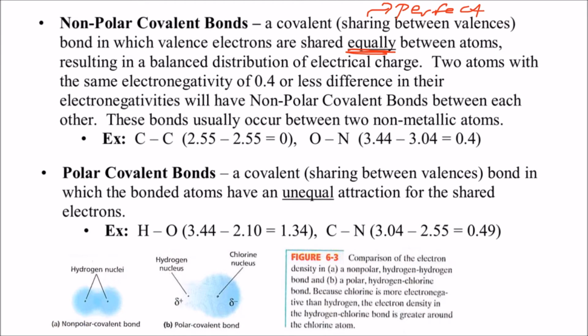Atoms that are non-polar covalent are in the range of 0 to 0.4, and that is their difference, the difference in their electronegativities. So it's not what they are themselves, but their difference. A handy hint is that anytime you have two identical atoms, the difference in their electronegativity will always be 0, which means they're always going to have a non-polar covalent bond.